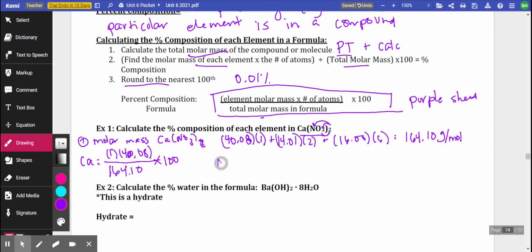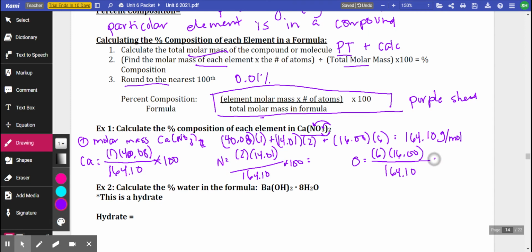Then do the same thing for nitrogen. So we will take 2 atoms of nitrogen in the formula times the molar mass divided by the total of 164.10 times 100 to get that percentage. And then we'll do the same thing for oxygen. So you'll have 6 oxygens in the formula times 16 divided by your total molar mass of 164.10 times 100. And you can pause the video and go ahead and calculate these, but we're rounding to the hundredths place with each of our percentages.